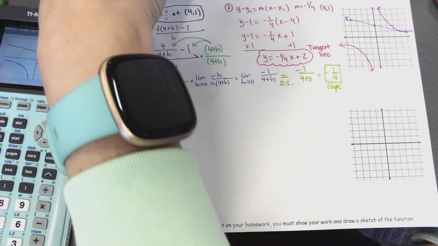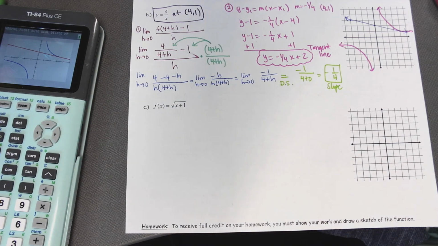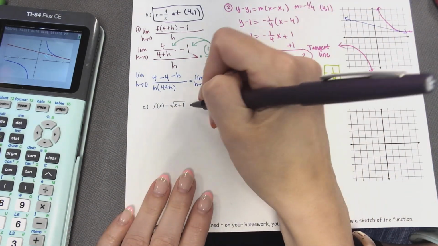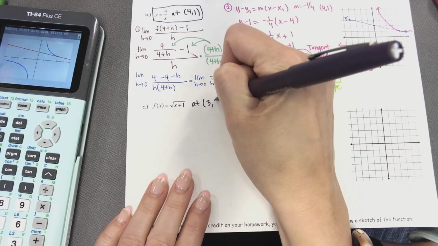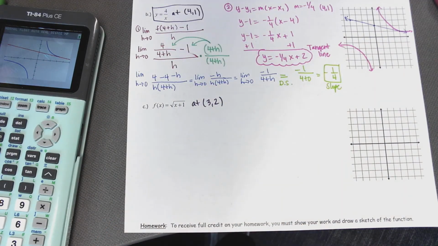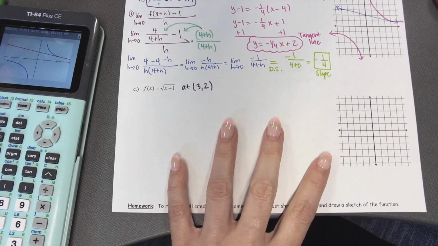All right, any questions for me so far? Ready to try this last one? On your own? All right, so f of x equals root x plus 1 at 3, 2. Okay, so I want you to do the first few steps.